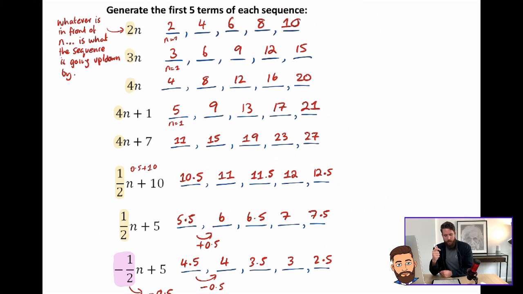And thirdly, the key to sequences is realizing for linear sequences like these, whatever's in front of the n is what is happening, what is the rule of the sequence. So if it's 2n, it's going up by 2. If it's 4n, it's going up by 4. If it's a half n, it's going up by half. If it's minus 4n, it's going down by 4. Okay, so that's key.